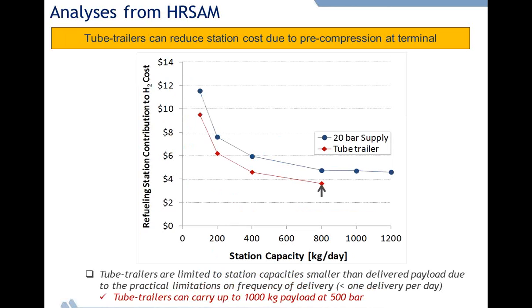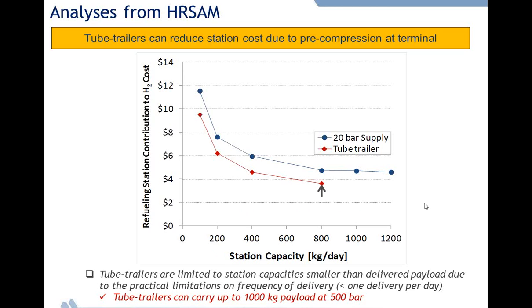On this slide we show the impact of delivering hydrogen in a compressed form in tube trailers versus delivering hydrogen from on-site production or via other means at a low pressure, and you see that factor by itself is significant. Tube trailers can play a role in early markets. However, because they are limited in capacity, a station can only receive tube trailers if the payload is greater than the station capacity. So as the station capacity grows into the future, tube trailers may have a limited role.